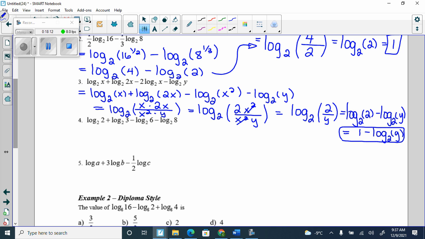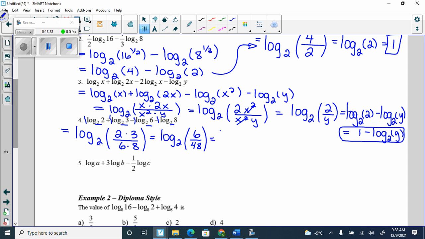This one has a 1, a 1, a 1, a 1, a base 2, a base 2, a base 2, a base 2, so I can put them together. I go log base 2. 2 goes in the numerator. 3 goes in the numerator because there's a plus 1. They get multiplied. 6 goes in the denominator because there's a minus 1. 8 goes in the denominator because there's a minus 1. So I get log base 2 of 6 over 48, which is log base 2 of 1/8.